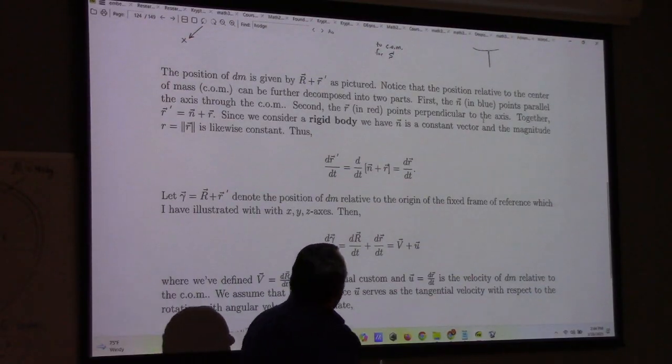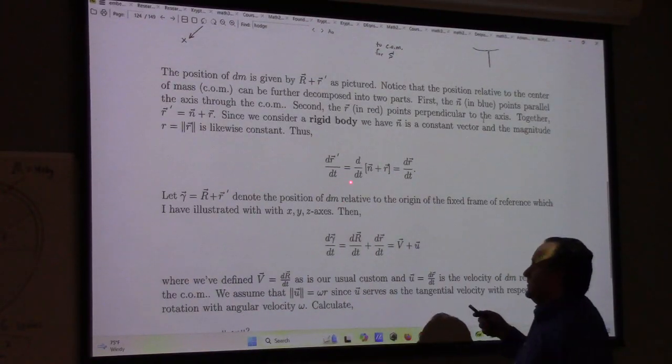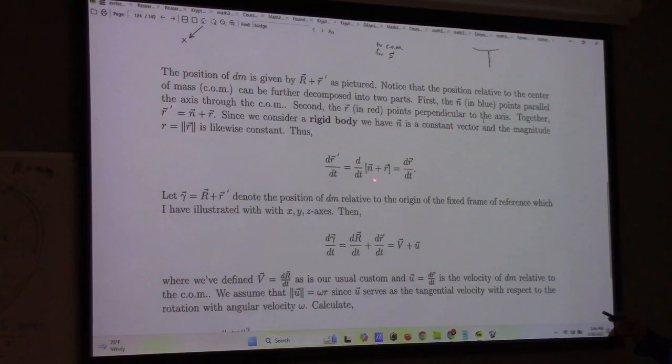So if we calculate the velocity with respect to r prime, we'd have d/dt of n plus r, but n is not changing, because n describes how far the little bit of mass is relative to your origin in the rigid body. So that's not changing. It's only the r vector here which is changing as you're going round and round and round.